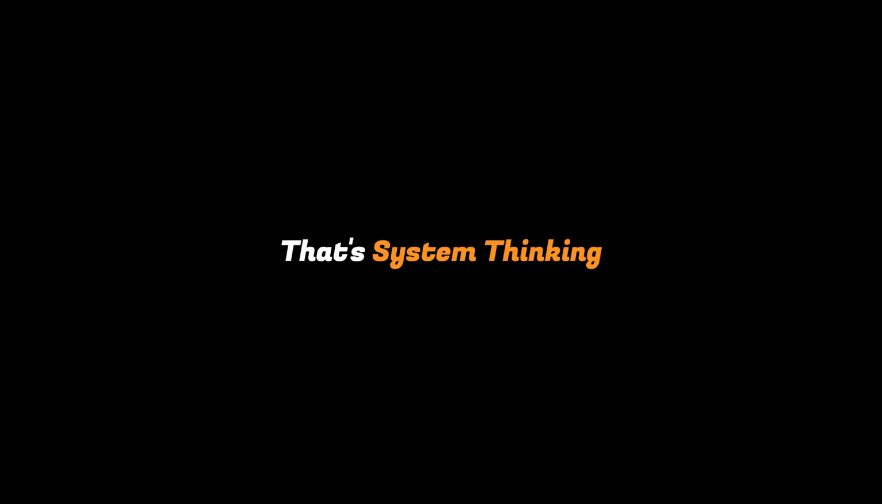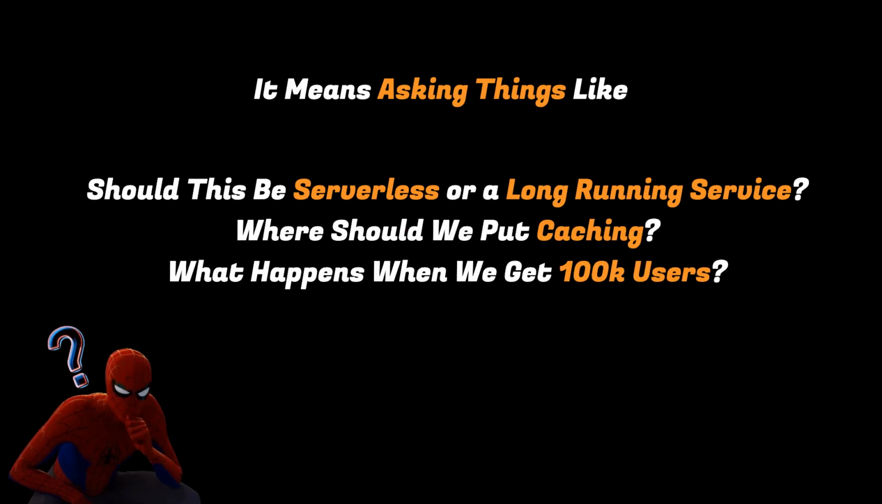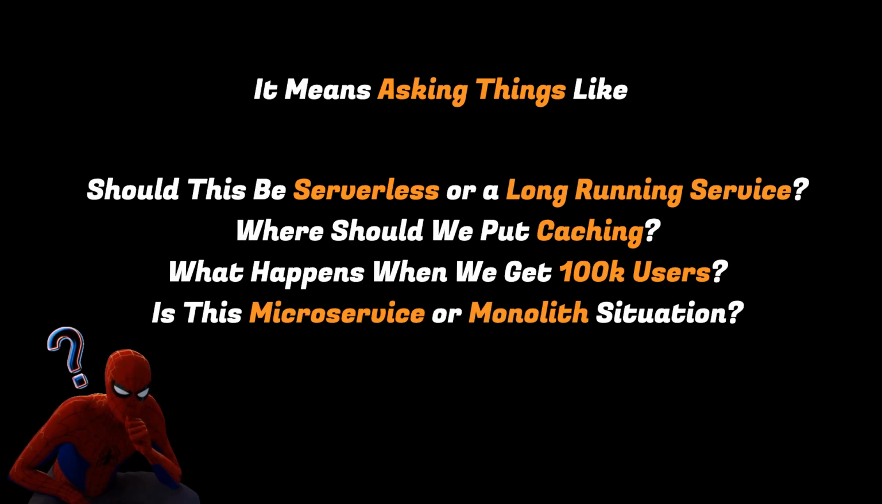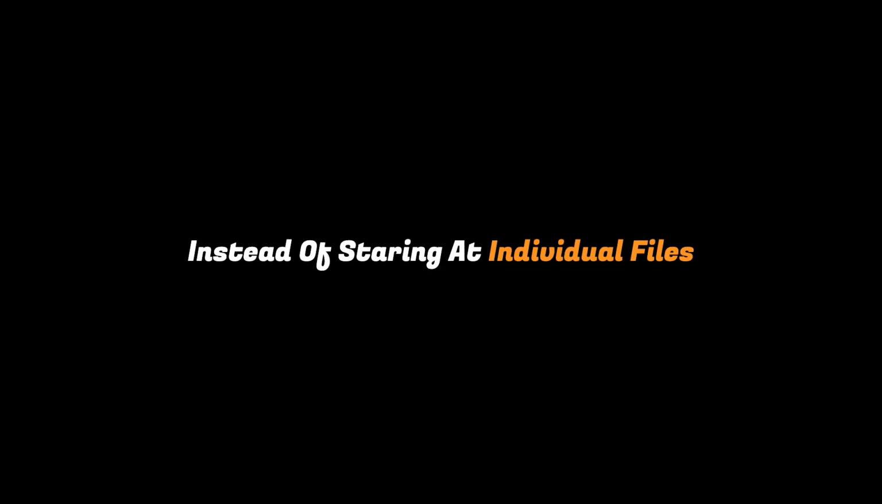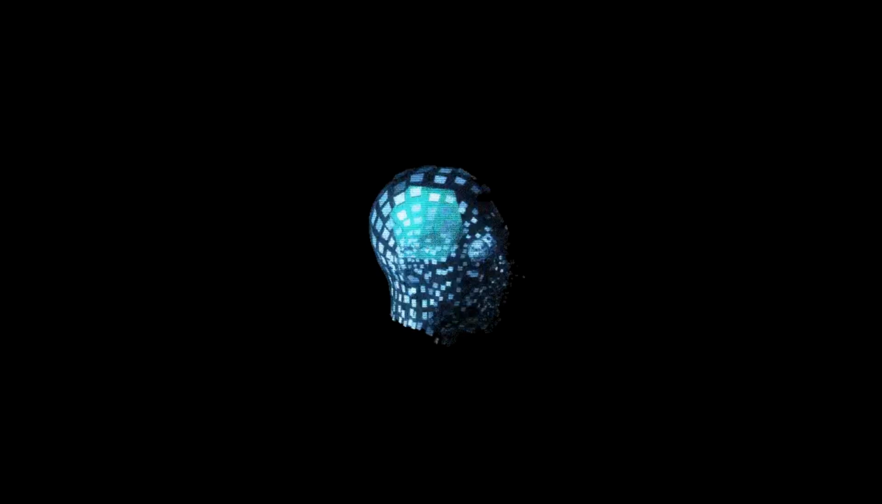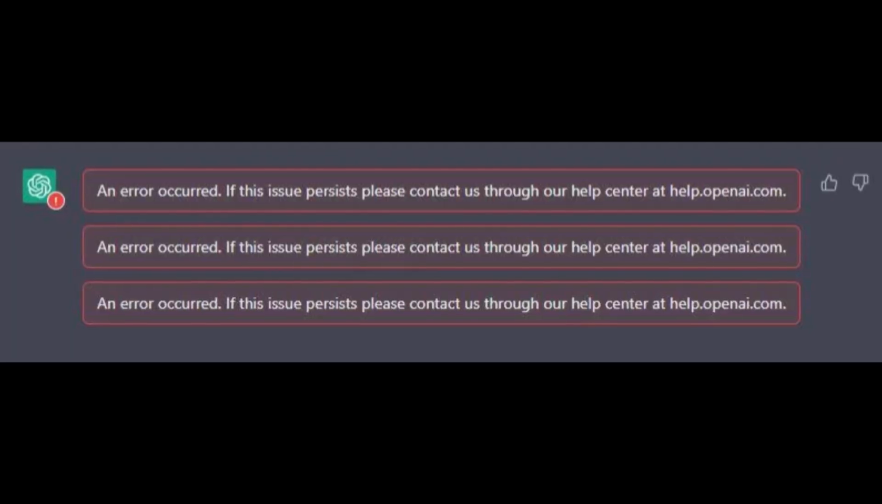That's system thinking. It means asking things like, should this be serverless or a long-running service? Where should we put caching? What happens when we get 100,000 users at once? Is this a microservices situation, or should we calm down and use a monolith? This stuff sounds complicated, but it's basically learning to look at your app from the top instead of staring at individual files. The best part is AI makes system thinkers even more powerful because AI can handle the boilerplate code and you get to focus on the architecture, the part machines can't do.